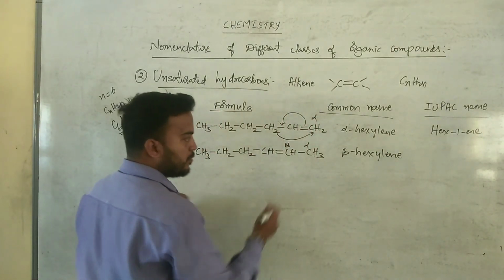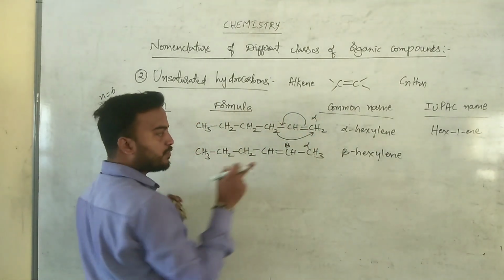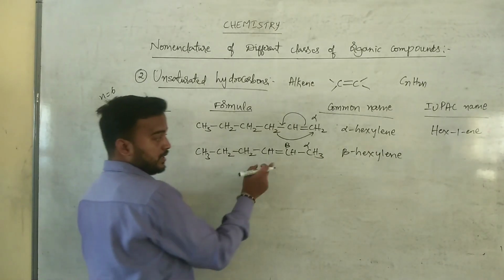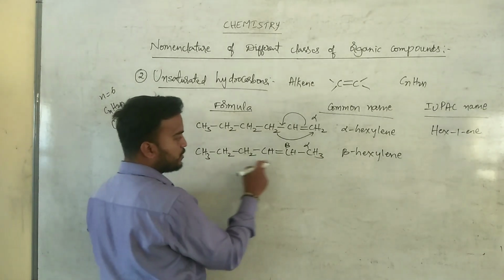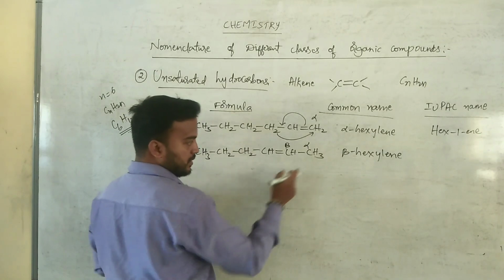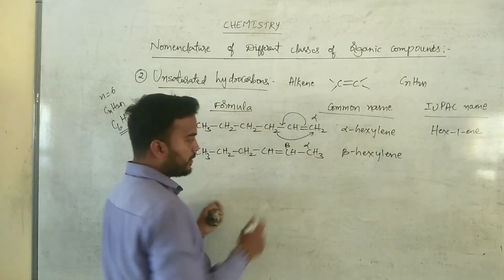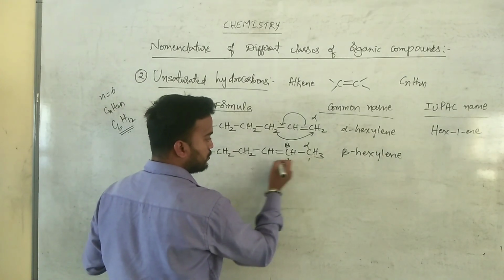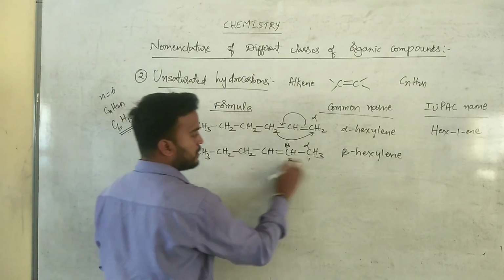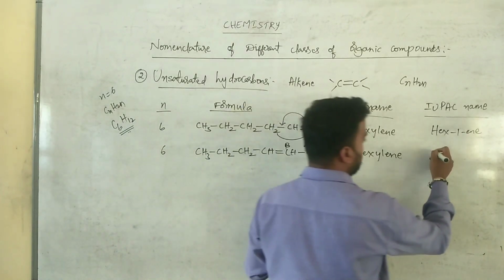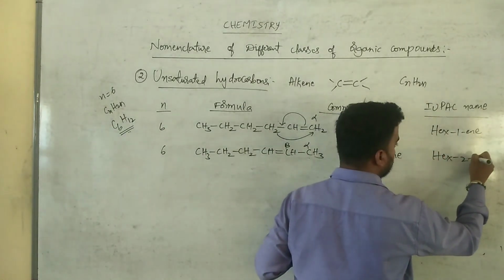What is the IUPAC name? The numbering should start from this end to this end, because if we count from this side, 1, 2, 3, 4, the double bond gets the 4th position. Numbering from this side, 1, 2. So the lowest number is acquired to the double bond. 1, 2, 3, 4, 5, 6. So hex-2-ene.